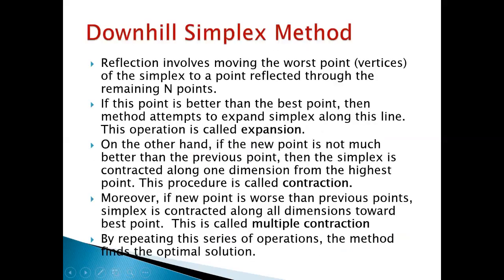In the downhill simplex method, reflection involves moving the worst point of the simplex to a point reflected through the remaining endpoints. If this point is better than the best point, then the method attempts to expand the simplex along its line, and this is called expansion. If the new point is not much better than the previous point, then it is contracted, and this is called contraction. If the new point is worse than the previous point, the simplex is contracted in all dimensions, and that is called multiple contraction. By repeating this series of operations, the method finds the optimal solution.